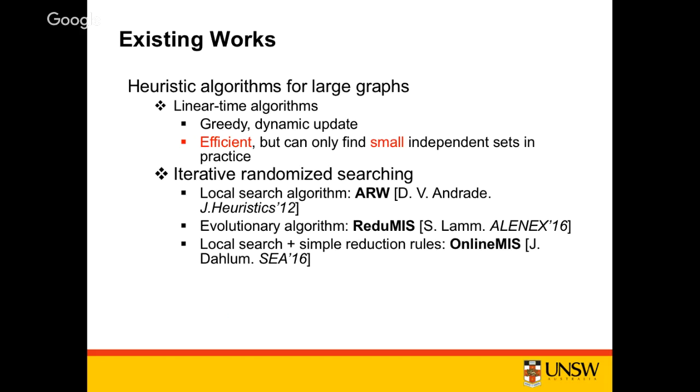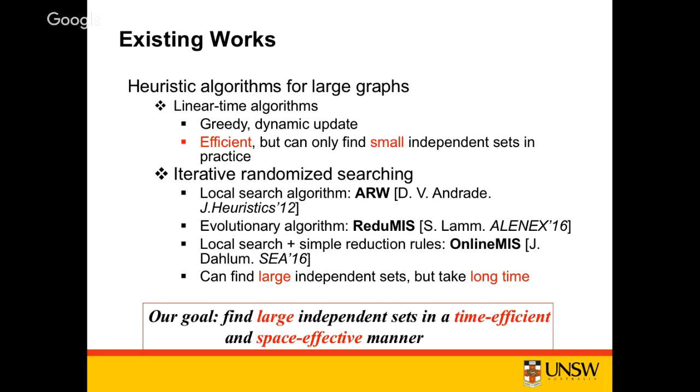The first, linear time algorithm is very efficient because it has a time complexity guarantee, which is linear. But it can only find a small independent set in practice. The second approach can find a very large independent set if we give enough time, for example 1 week or maybe 1 month, then it can find a large solution for large graphs. But this takes a very long time. So the main goal of our work is to find a large independent set in a time-efficient and also space-effective manner.